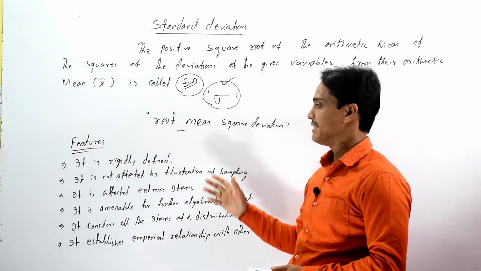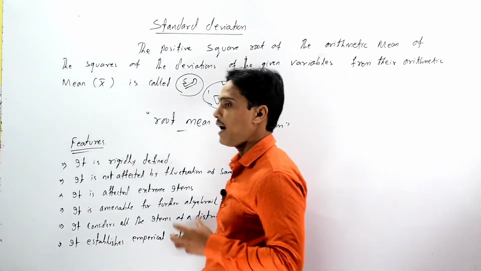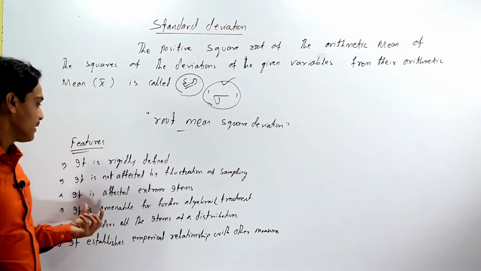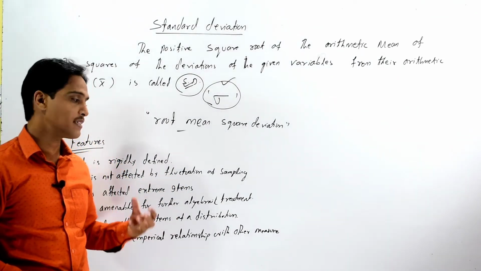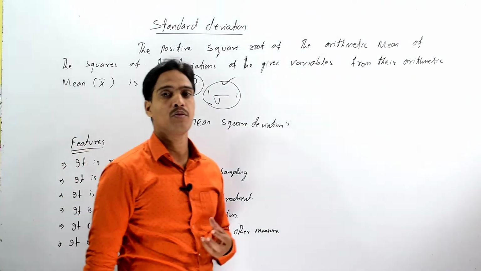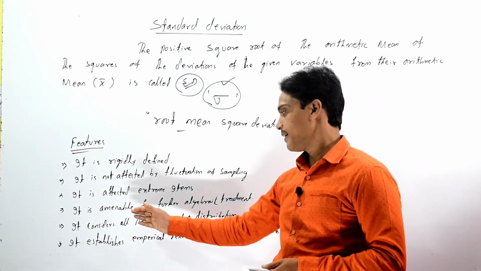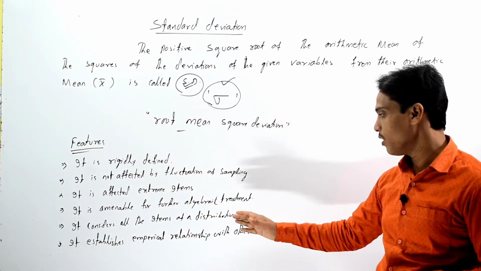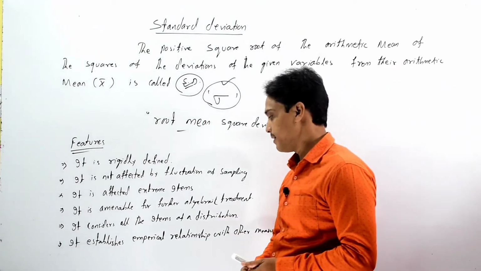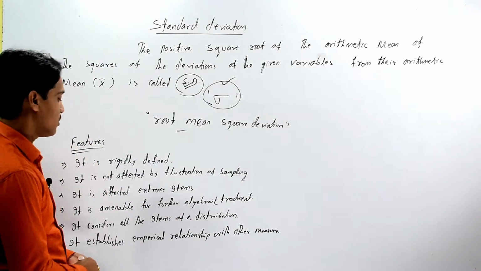It is rigidly defined and it is not affected by fluctuation of sampling. It is affected by extreme items and it is amenable, or capable, of further algebraic treatment. It considers all the items of a distribution and it establishes empirical relationship with other measures.